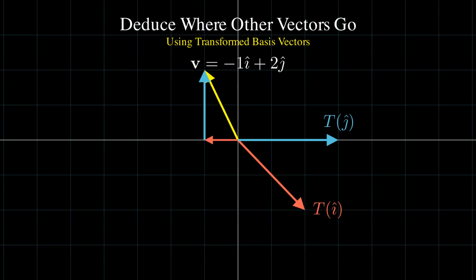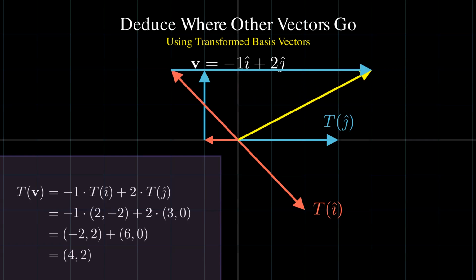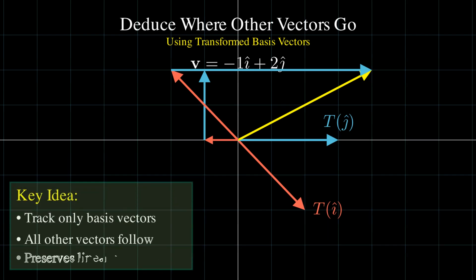For instance, let v be -1 i hat plus 2 j hat. After the transformation, v goes to -1 times where i hat lands, plus 2 times where j hat lands. Same linear combination, but now using the transformed basis vectors. This preserves the structure of space, linear combinations before and after match.